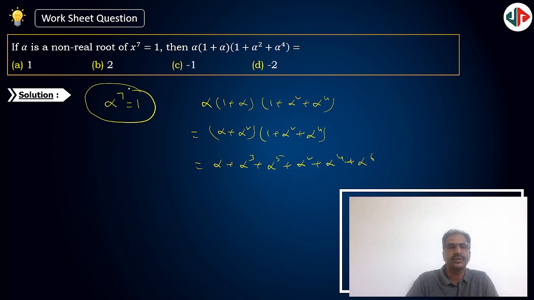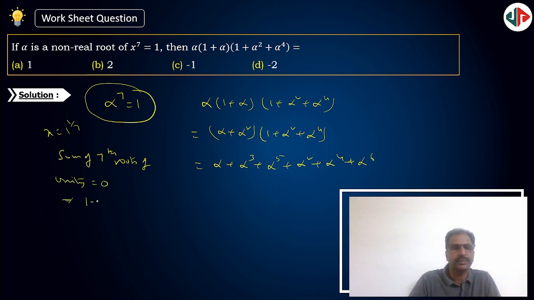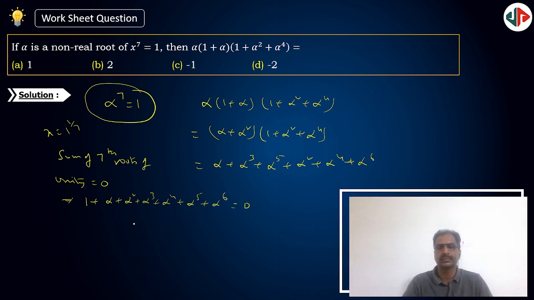Since alpha is a non-real root of x power 7 equals 1, those are seventh roots of unity. x is 1 power 1 by 7, right? So what is the sum of seventh roots of unity? The sum of nth roots of unity is always 0, which means 1 plus alpha plus alpha square plus alpha cube plus alpha power 4 plus alpha power 5 plus alpha power 6 is 0.